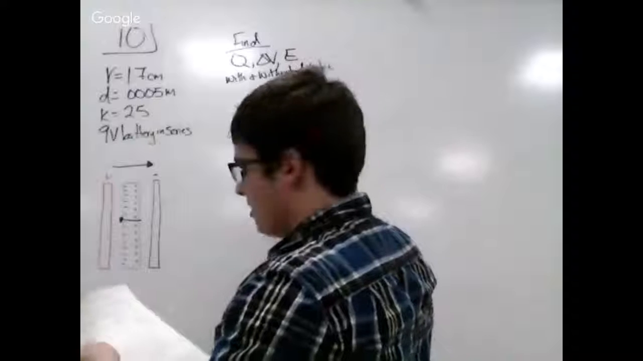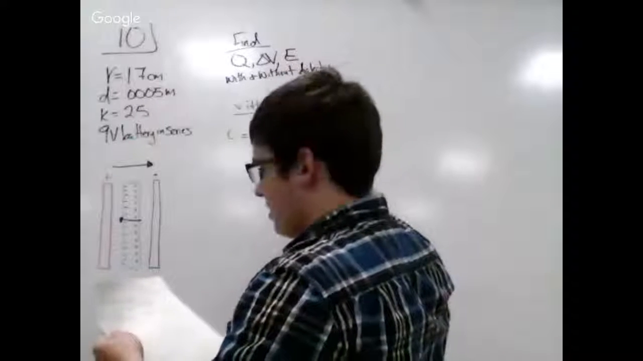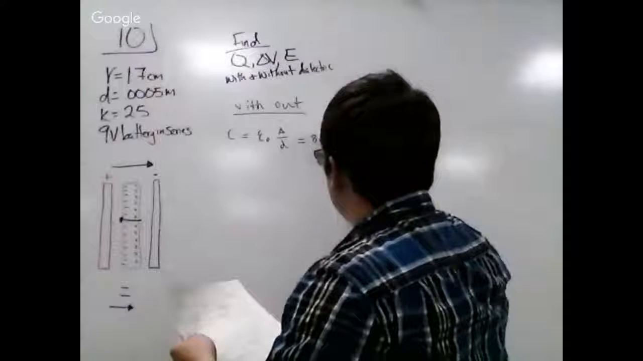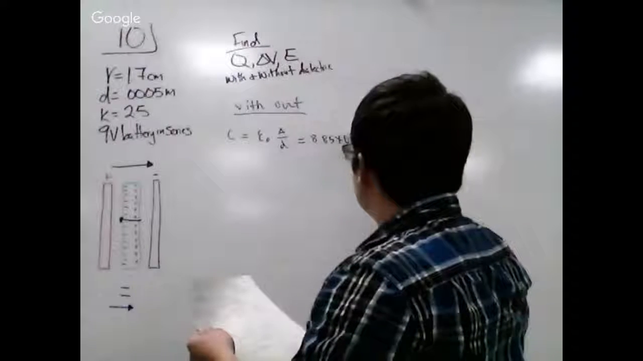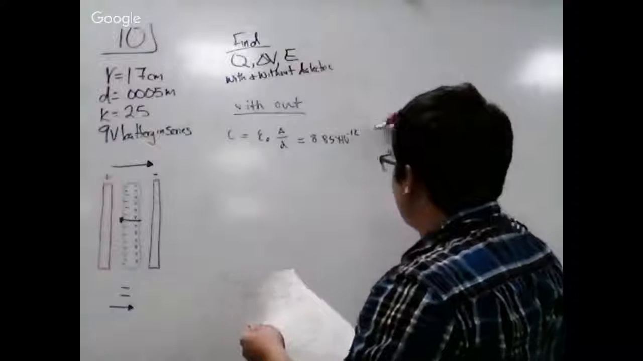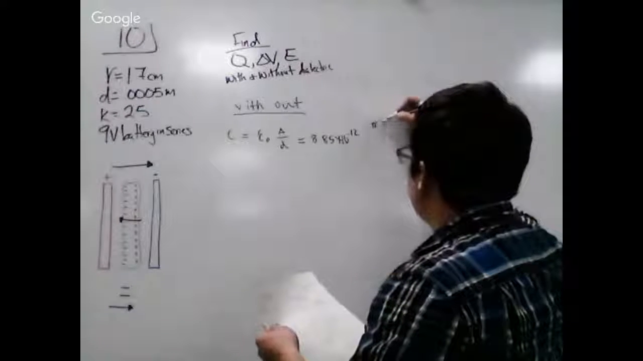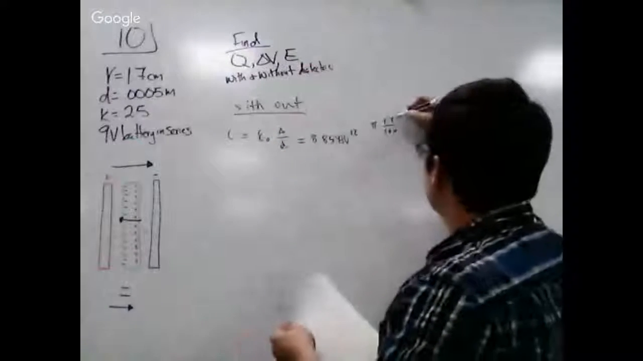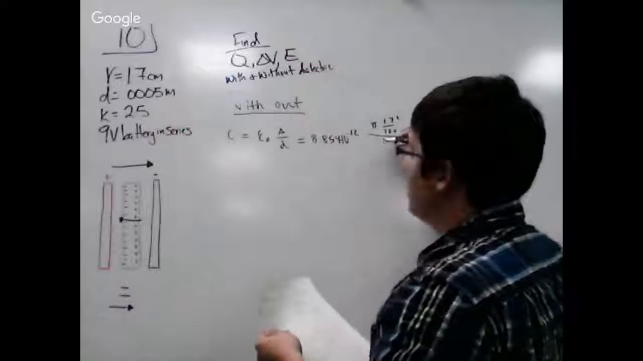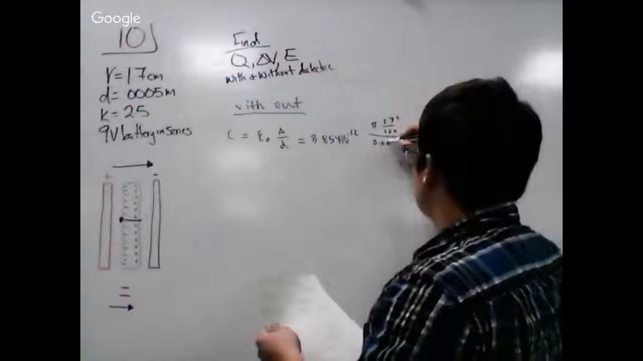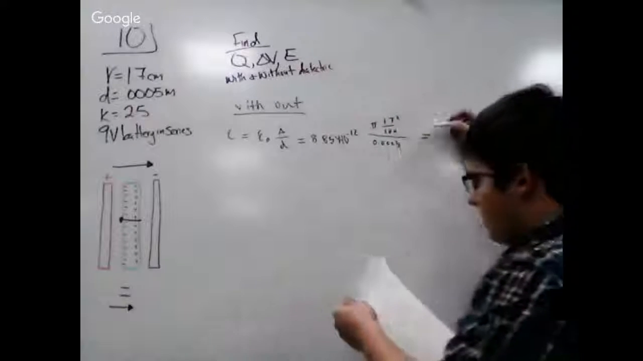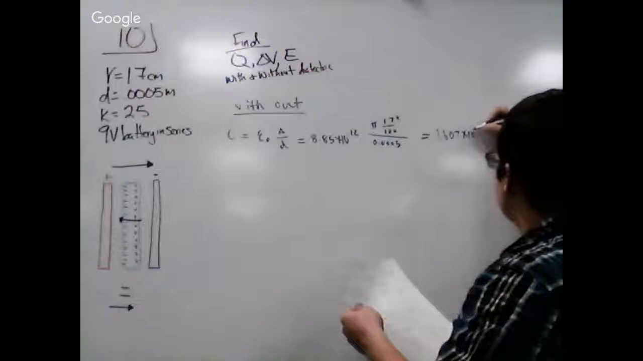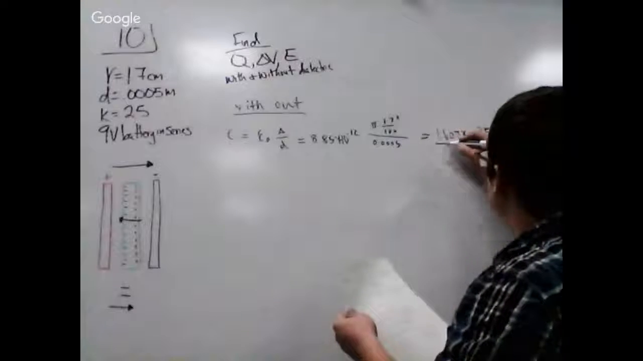First, we need to find the capacitance, which is equal to epsilon naught times area over distance, which is equal to 8.85 times 10 to the negative 12 times the area, which is pi times r, 1.7 centimeters squared, over the distance, 0.0005 meters. This gives us a capacitance of 1.607 times 10 to the negative 11 farads.